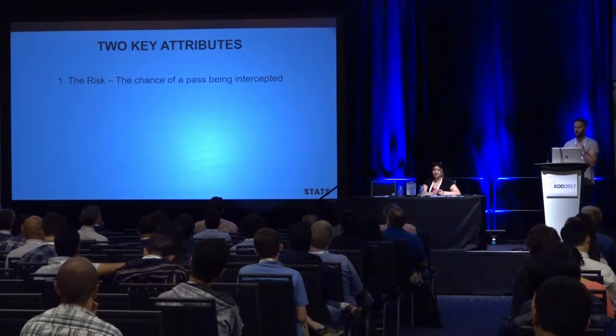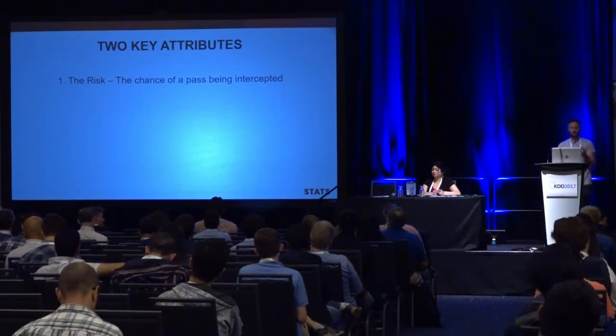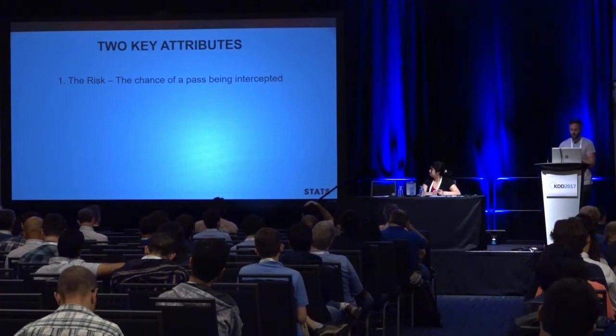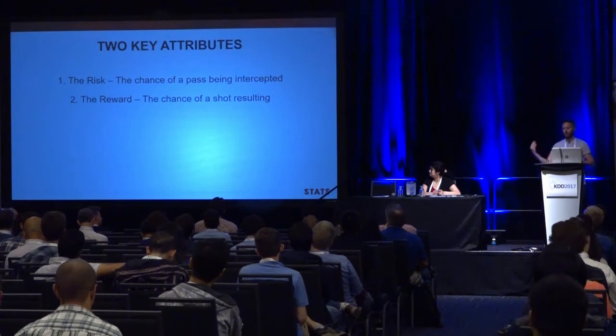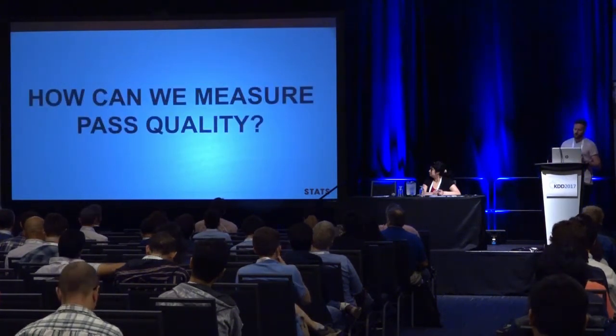And there are two parts to a pass. The first element is the risk. So what's the chance of a pass being intercepted? The second part then is the reward. So what's the chance of a shot resulting from it? Okay. So how can we measure this?